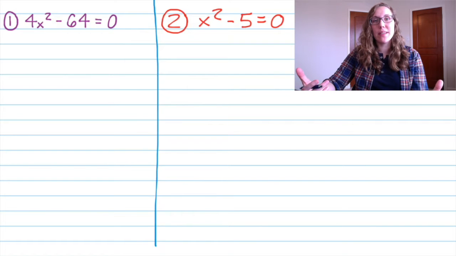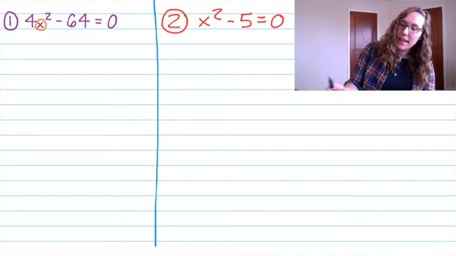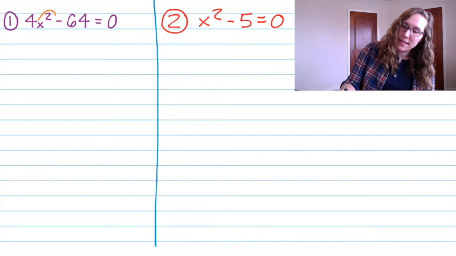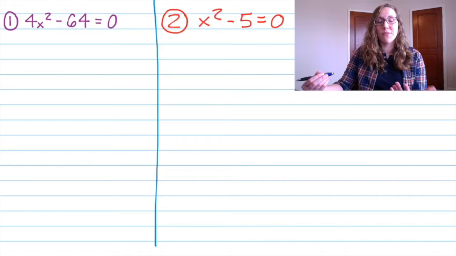In order to do that, we need to isolate our variable and get it alone. First we see that this x is connected to 4 by multiplication. It has this x squared, and also on this left side of the equation we see this minus 64 hanging out over here. So these are all the things we need to get rid of in order to get x alone and solve for x.